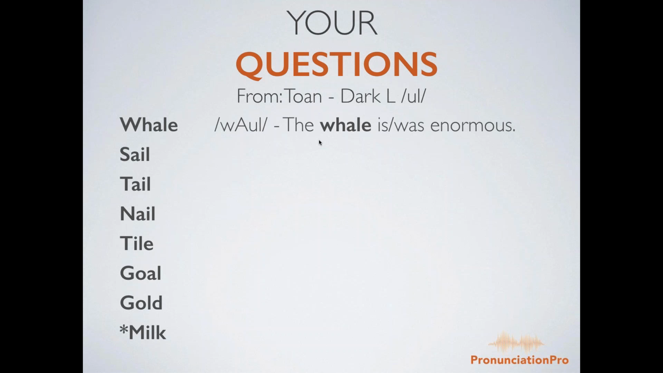Yeah, so that's what we call the light L. The dark L is a little different. The dark L is more like a vowel sound because your tongue doesn't touch anywhere else in your mouth. What it does is create a kind of bowl in the bottom of your mouth, and it says oh.